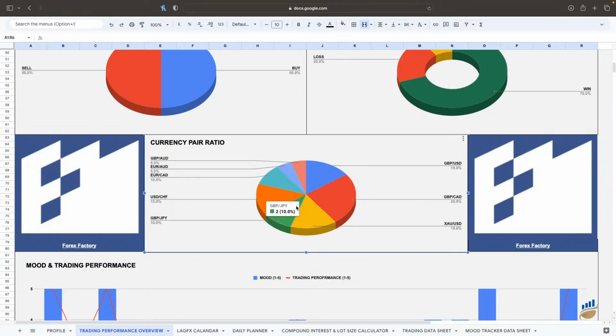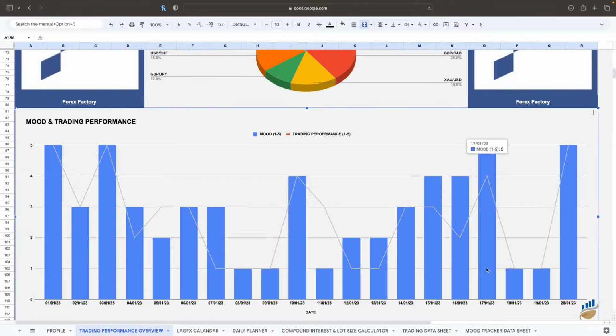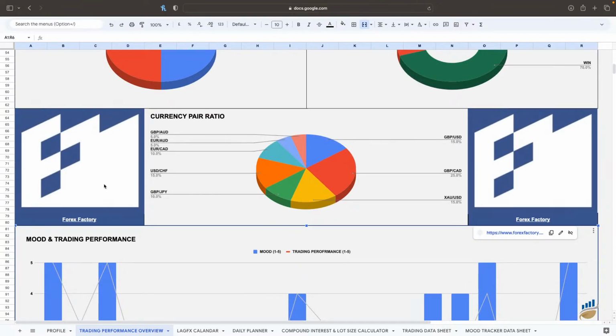Again, with pairs here, what pairs do I trade more often? What you can do is assess that. Actually, I trade Great British Pound CAD more than any other pair, and I'm usually successful when I trade this pair. So it's a way of refining your strategy, your edge, your trading plan, just to help further assist you. You have quick links to Forex Factory.